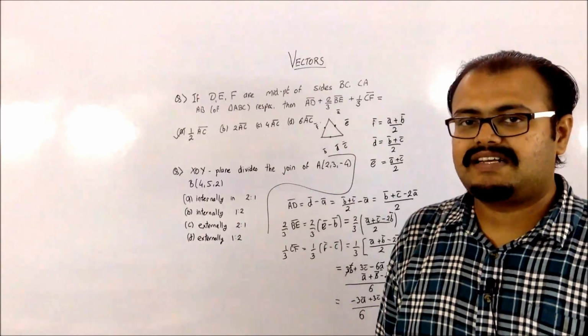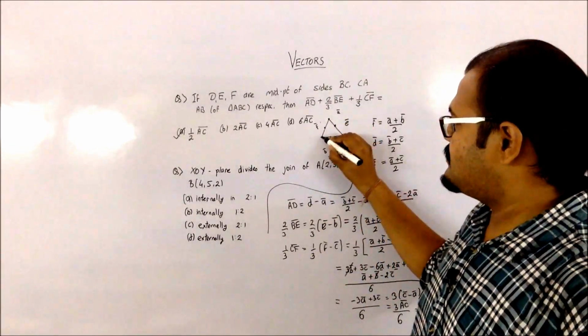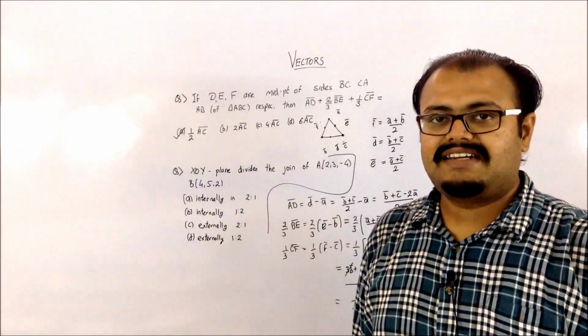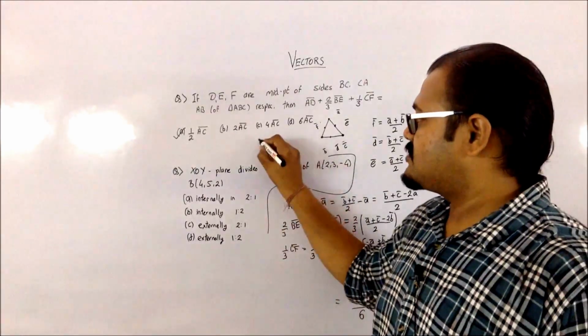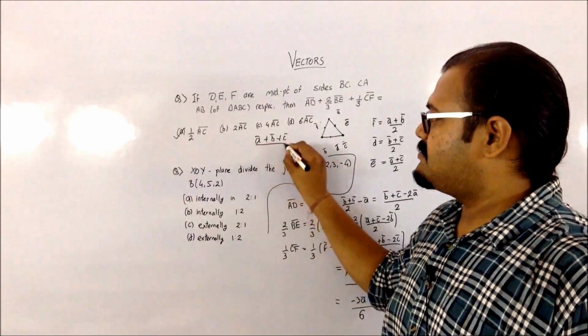So the centroid formula is basically, if I know that these are the position vectors of the vertices of my triangle, then my centroid will be just the addition of all the position vectors. That is, for the centroid it will be A bar plus B bar plus C bar by 3.